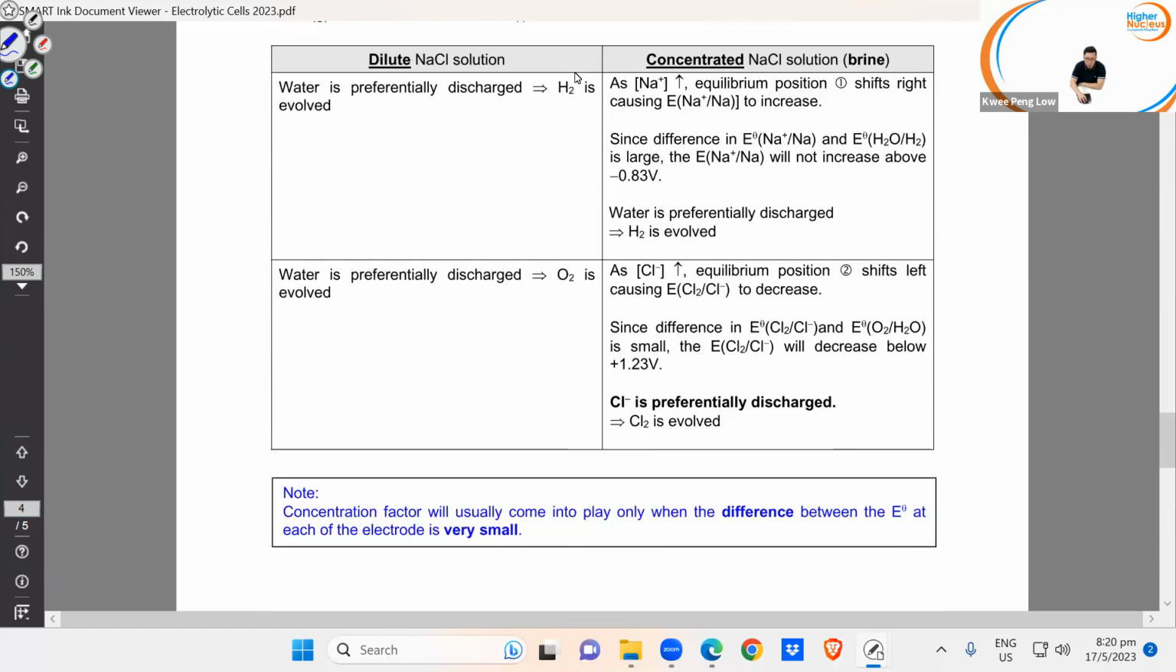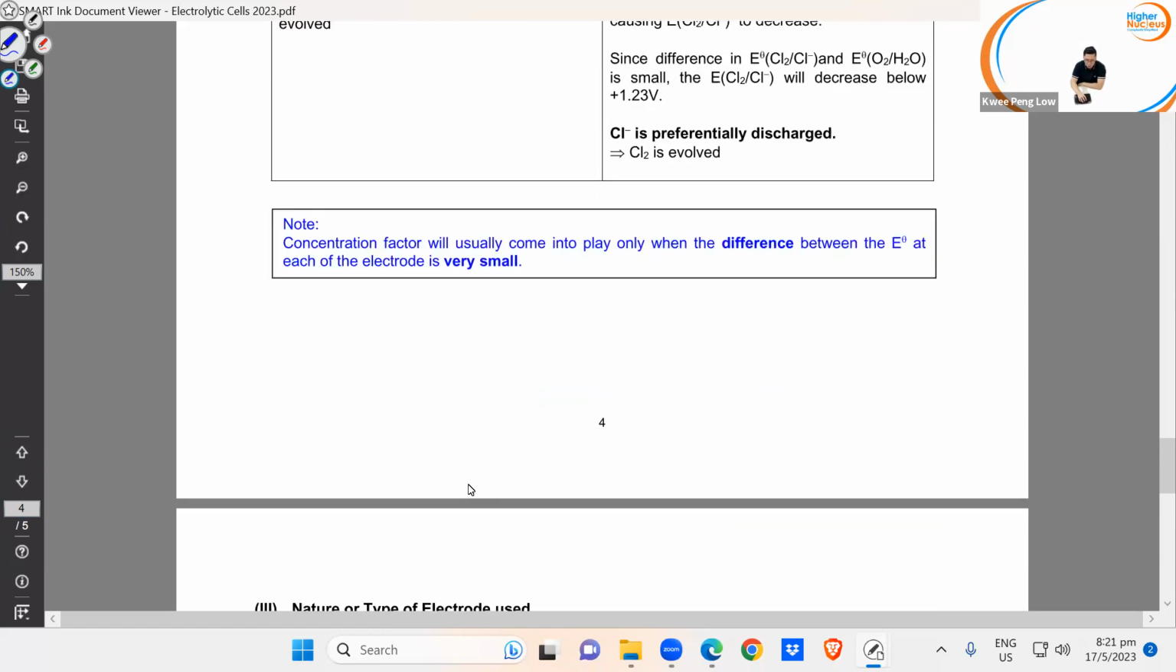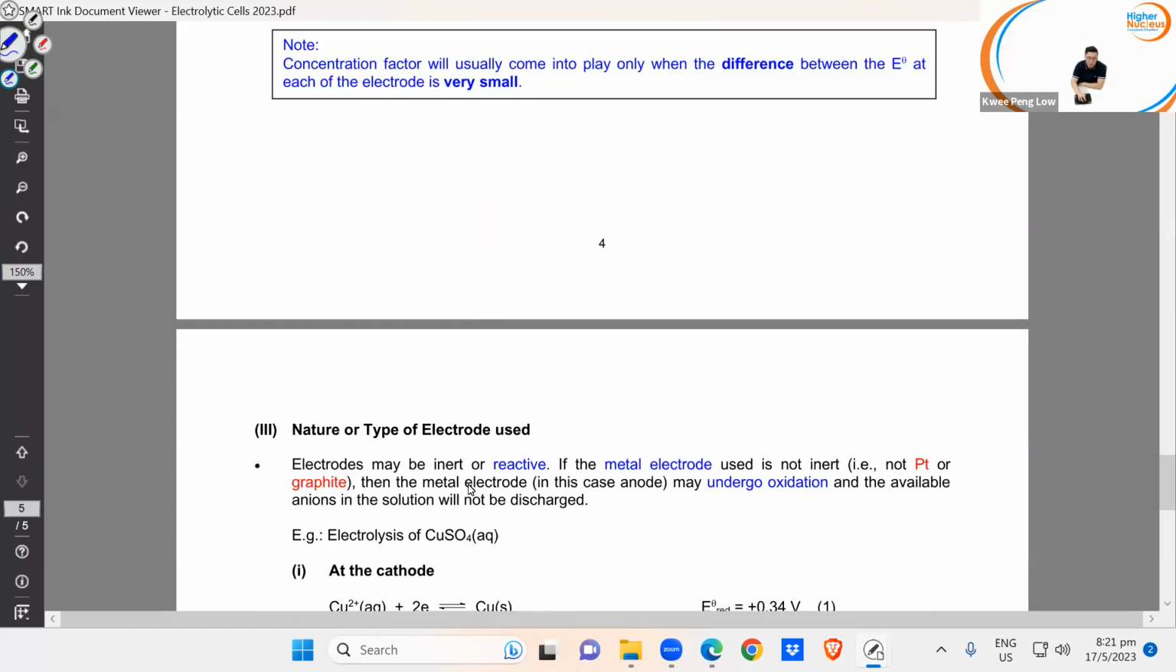So in conclusion, concentration factor will usually only come into play when the difference between the E values is actually very small. Okay? So this is the second factor. The last factor we look at is this thing called the nature of the electrode. Most electrodes that you use in electrochem are inert. There are two common inert electrodes, platinum or graphite. Other than platinum or graphite, all other electrodes that you use are normally reactive electrodes.